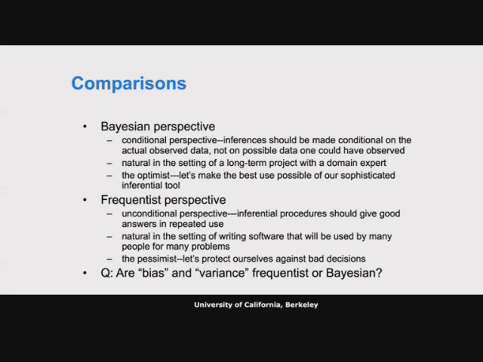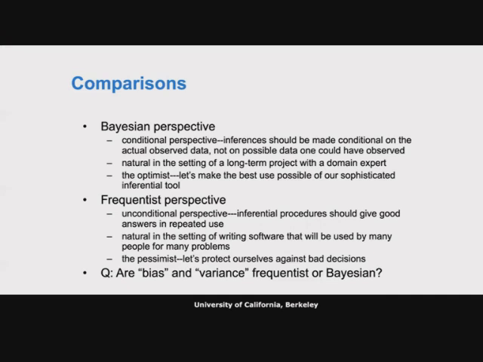Now, here's a question for you. You all heard about bias and variance, hopefully in the previous classes. Bias and variance, are those frequentist or are they Bayesian? Are they both? Or are they unrelated to frequentist and Bayesian?